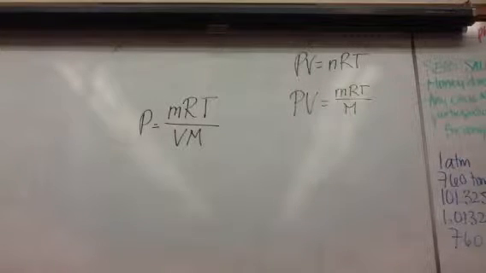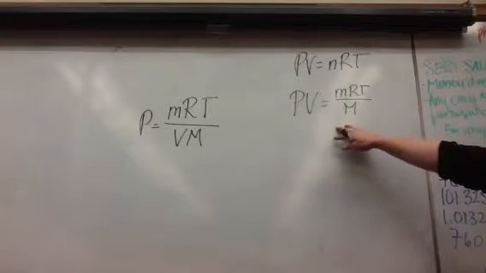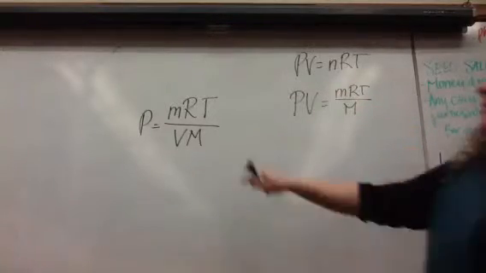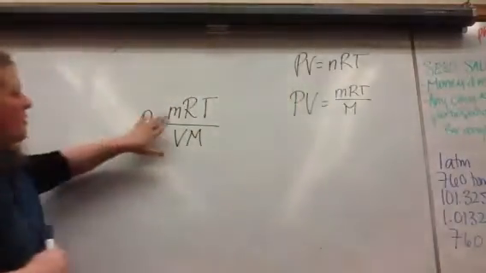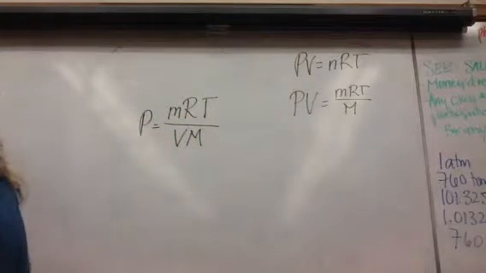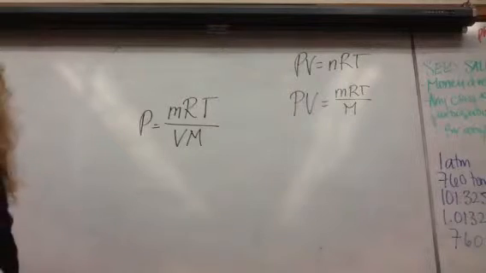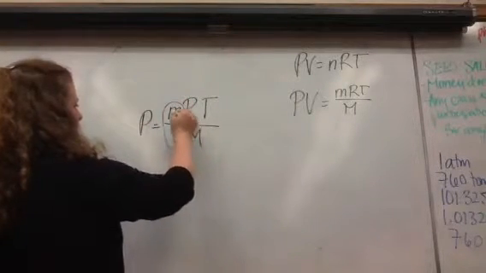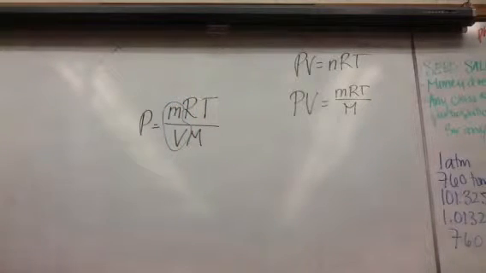With these two permutations of the ideal gas law, we've got this one that relates molar mass and mass of the sample, and we've solved it for pressure. So we've got pressure equals mass of the sample RT over volume molar mass. The part that I want you to look at carefully is that. What is that? That's density.